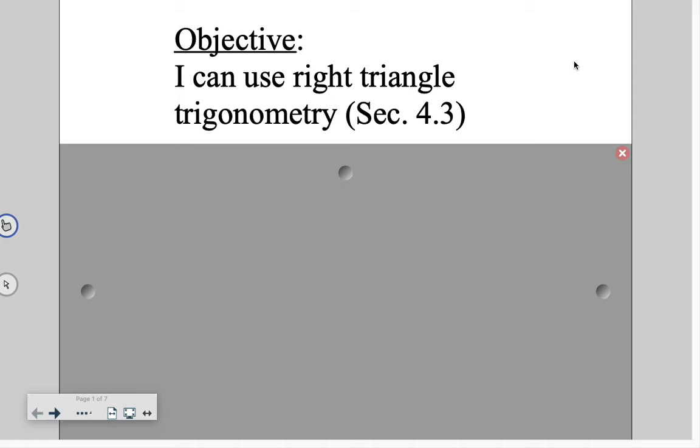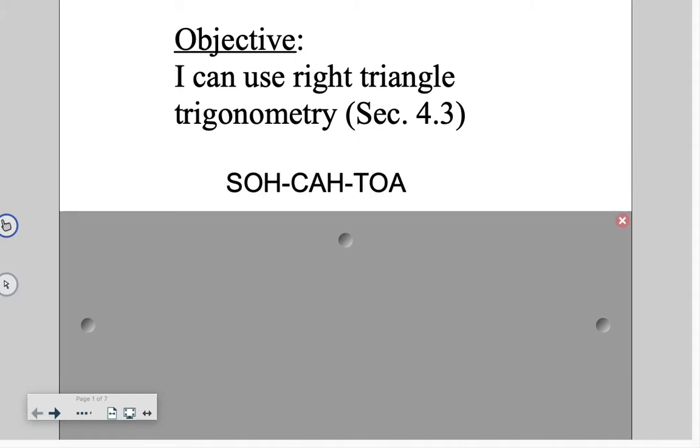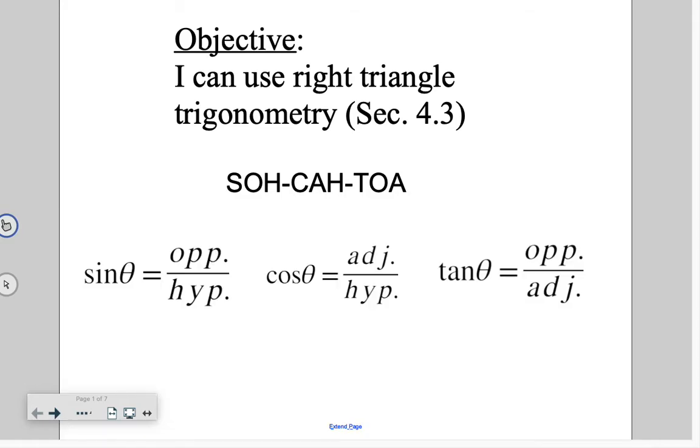So here's what I mean by that when I say, here's what we're reviewing today. And we'll add a little bit of pre-calc to it. Back to SOHCAHTOA again. Setting up and solving sine, cosine, right triangle type problems. And again, just in case you need to write these down again, there's your reminder of what SOHCAHTOA stands for.